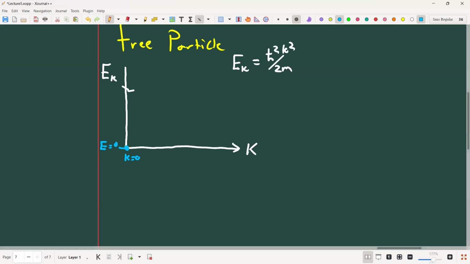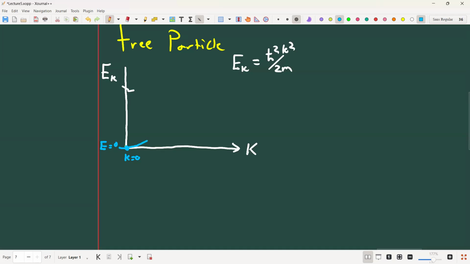So in the free particle, we can create a particle that isn't moving and has no energy. It's stationary, floating in space with an absence of any kinetic energy. Totally allowed. And there's a continuous spectrum of possible energies that go as k squared. I can keep kicking my particle more and more, and it goes faster and faster and faster. And this scales as k squared.